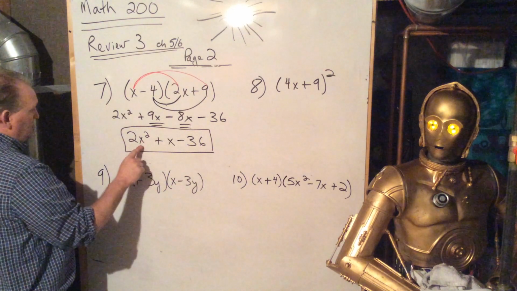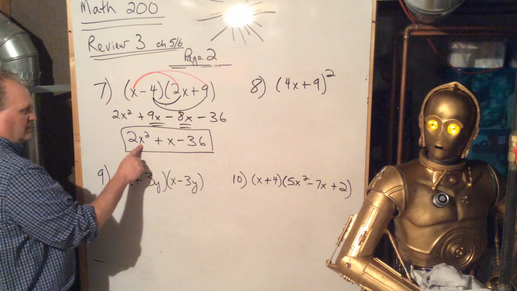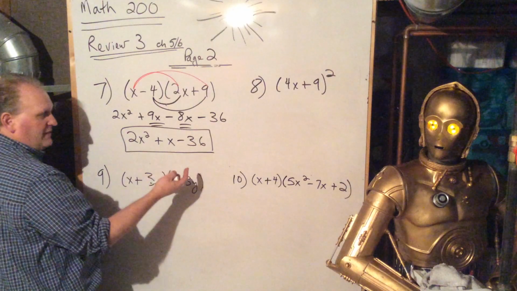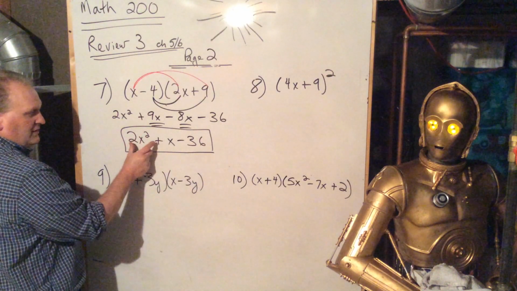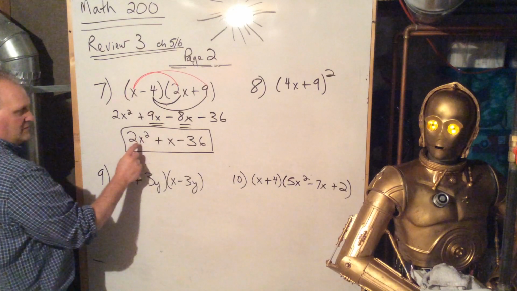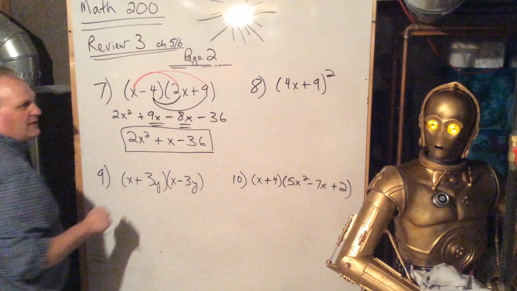It's a second degree because there's only a single variable in this term, and that's the highest power. So you do not take the 2 plus the 1 and say third degree. That's only if they're different variables in the same term. So this is a second degree trinomial.